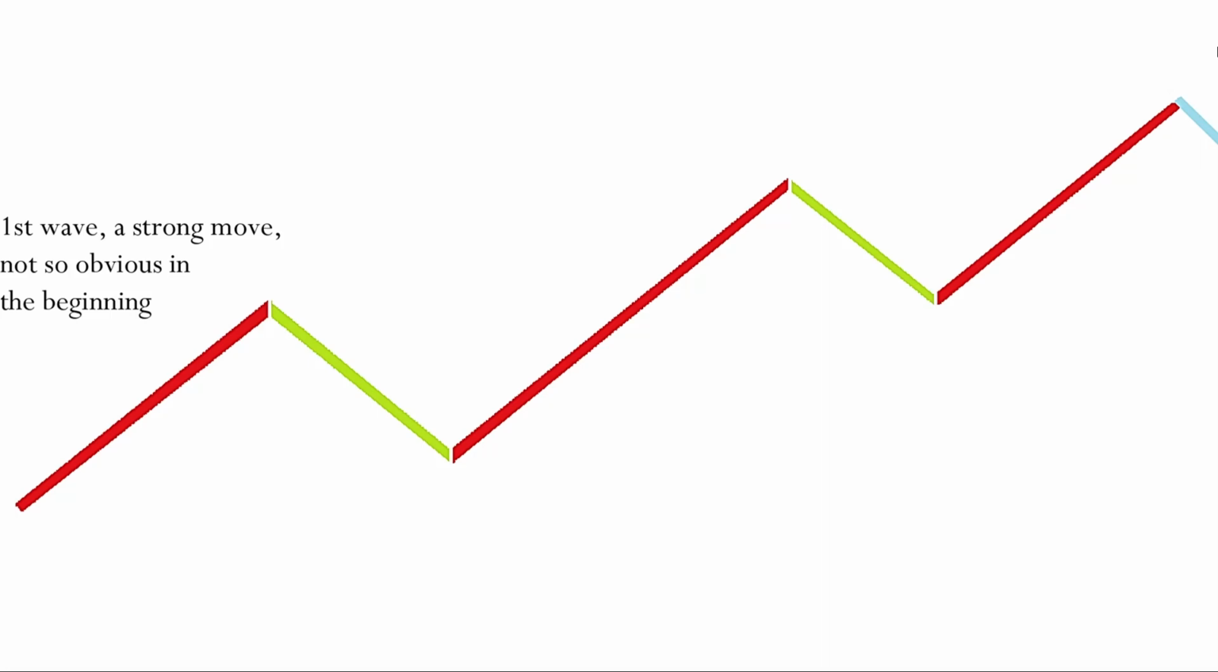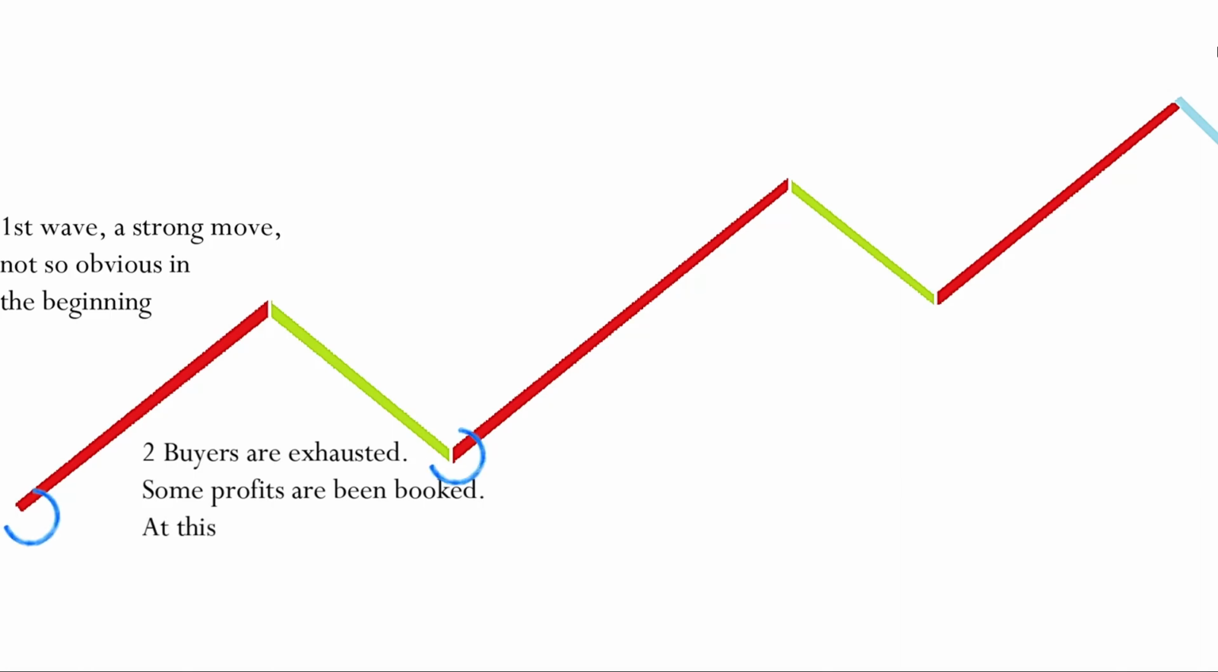Wave number 2 is the first pullback from the first wave in the opposite direction. These waves are smaller in duration. People who were the original buyers decide to book some profits at that level. This causes the prices to take a small retreat. The retracement won't be lower than the start of the first move, as this would violate the basic wave rule we will see in the following chapter.